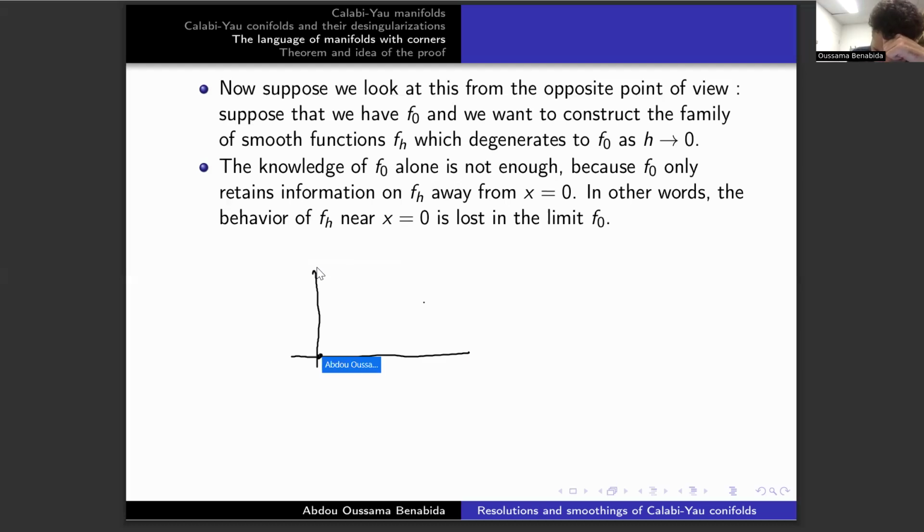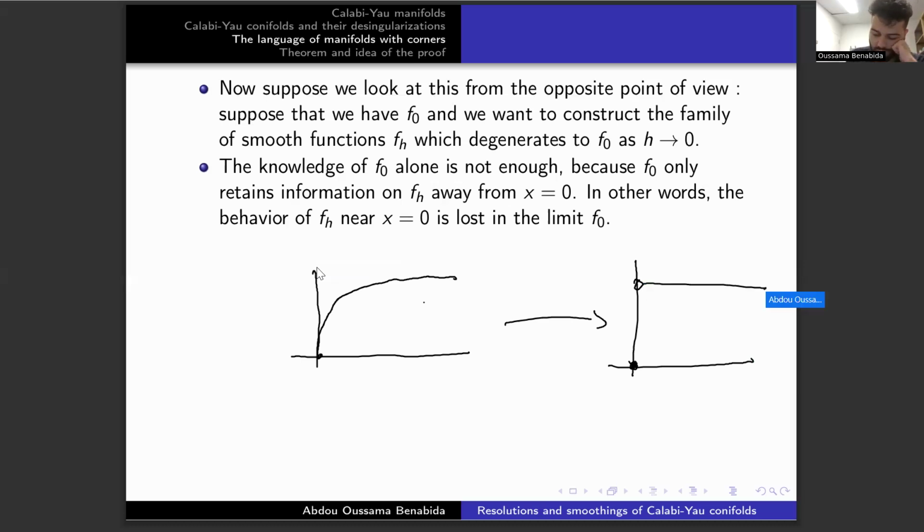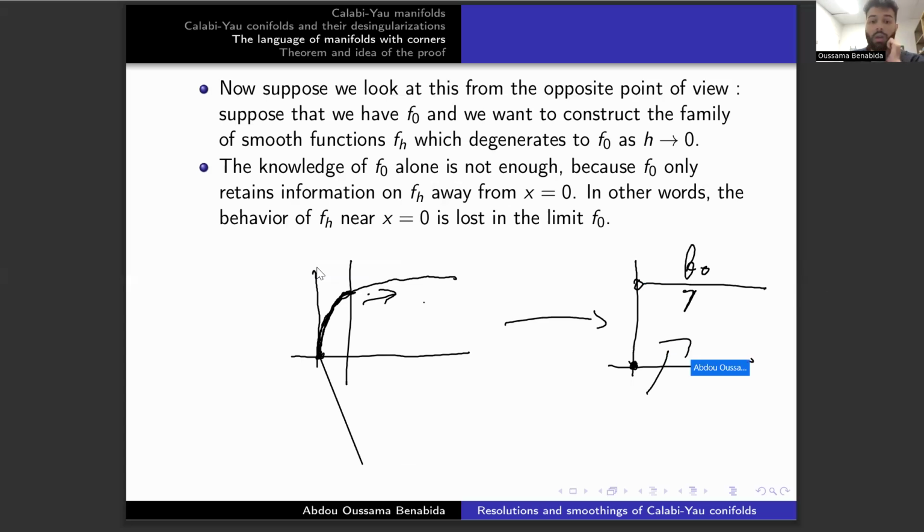So here we had the f_h like this, and we have f_0 like this. If we notice here, f_0 only keeps the information of f_h away from 0, but everything that happens here, this information is lost in the limit.